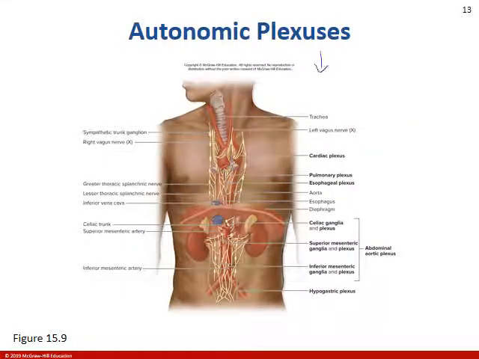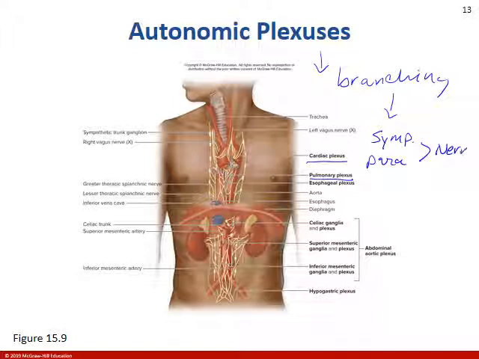I just quickly wanted to point out that there is some continual branching that we'll see. There's things like the cardiac plexus, the pulmonary plexus, and in this branching, you're going to have both sympathetic and parasympathetic nerves.